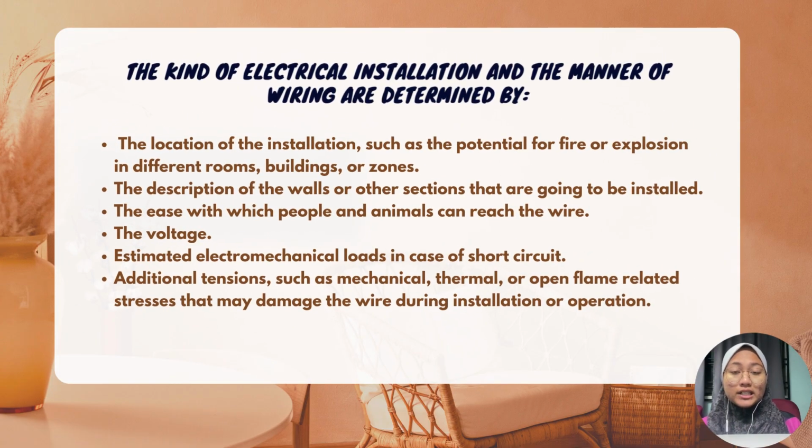The kind of electrical installation and the manner of wiring are determined by: first, the location of the installation, such as the potential for fire or explosion in different rooms, buildings or zones. Second, the description of the walls or other sections that are going to be installed. Third, the ease with which people and animals can reach the wire. Fourth, the voltage. Fifth, the estimated electromechanical force in case of short circuit. Sixth, additional stress such as mechanical, thermal or open flame related stress that may damage the wire during installation or operation.